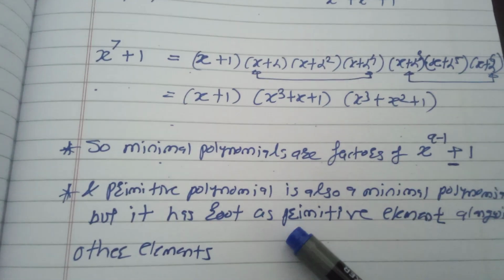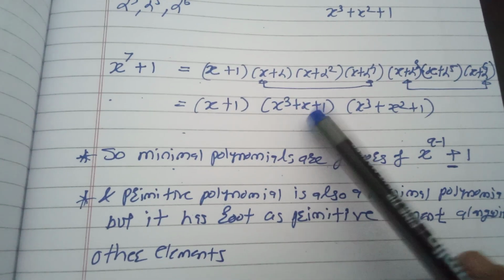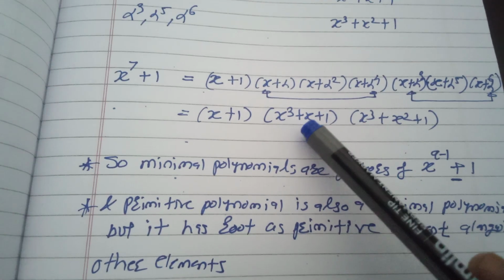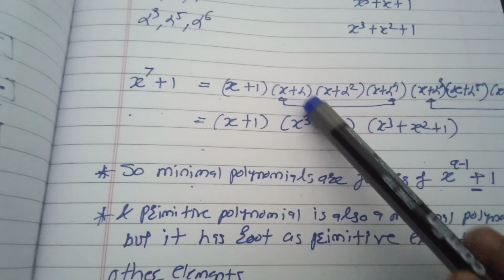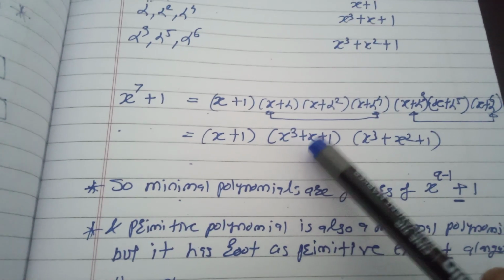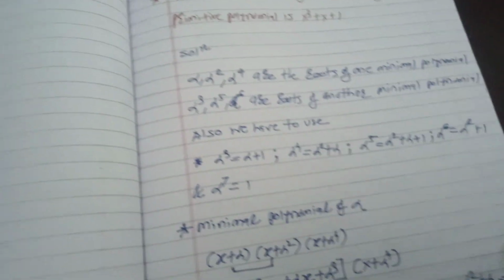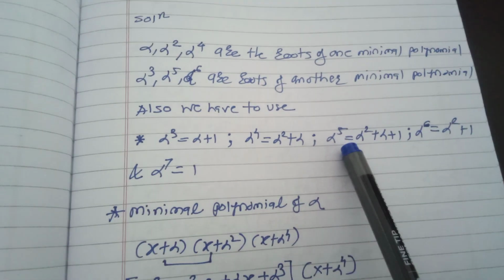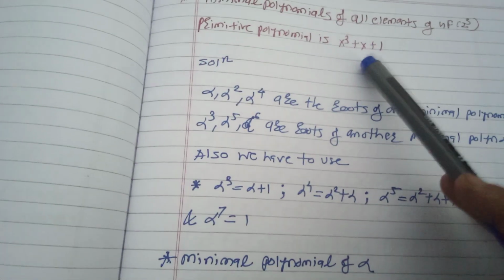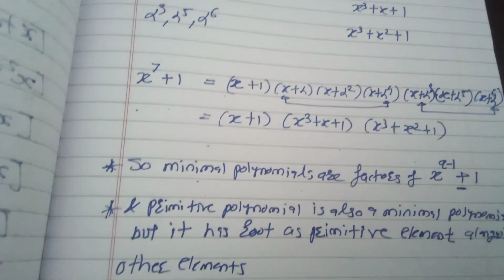Now, what is the difference between primitive and minimal polynomial? This is the primitive polynomial. So this polynomial is also a minimal polynomial. Primitive polynomial is also a minimal polynomial, but it has root primitive element, that is alpha. It has one of the roots as primitive element, and this primitive polynomial is used to construct the extension field, because the equations we have found for the elements are with mod of primitive polynomial. So to get these equations, we use the primitive polynomial. So that is the difference between the minimal polynomial and primitive polynomial.